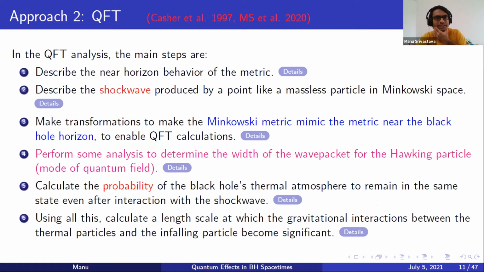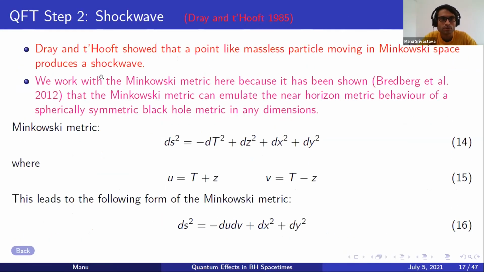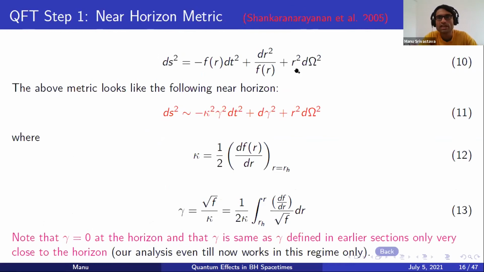The key steps are as follows. We assume that everything, the massless particle coming in and interacting with the Hawking particles, is happening very close to the horizon. So the first thing we do is, instead of dealing with the complete metric, we make an approximation to describe the close to horizon metric, that is, the near horizon metric.